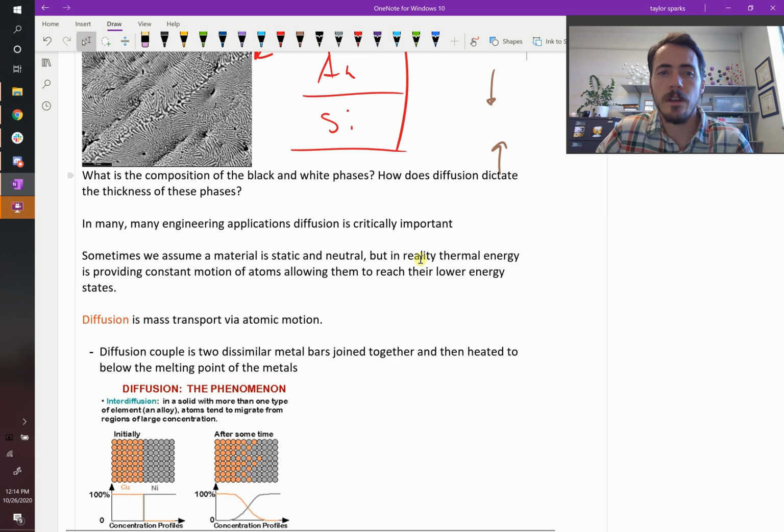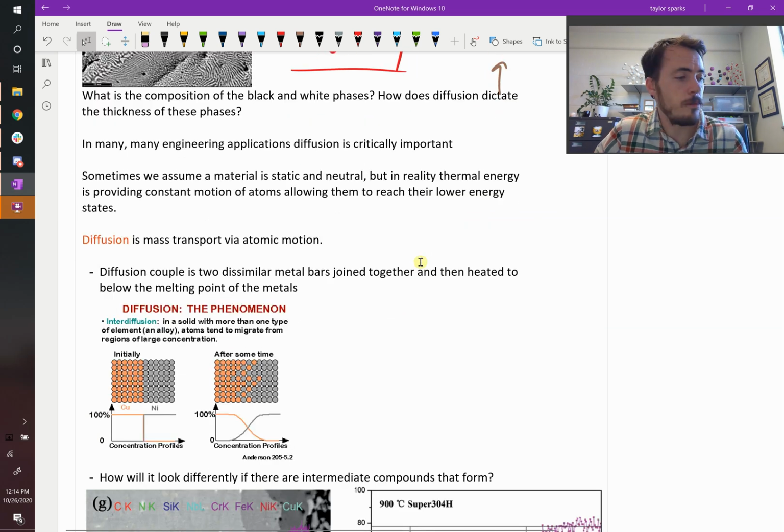We could go on. In engineering applications, diffusion is really, really important. And sometimes we run into it when we didn't plan for it. When you join two pieces of metal together and then you weld them, for example, you are causing diffusion a little bit, right? You can see that if you take copper and nickel, right?